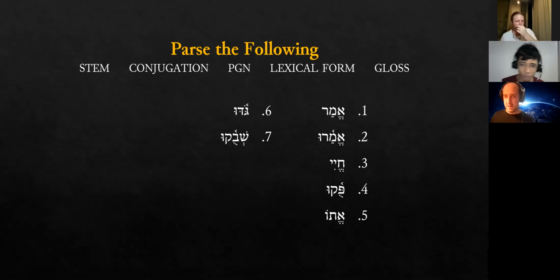Shavuku. Okay. Second masculine plural. Shevak. But I don't know the meaning of that word. I don't know the gloss. Shevak. Do you remember the outcry on the cross? Lama Shvaktani. Forsake?